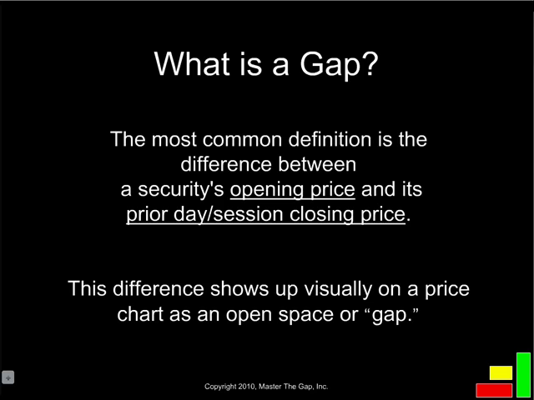That's a term that represents generally 9:30 Eastern time here in the U.S. until 4:15 Eastern time in the U.S. And that's when the Chicago pits are open for the index futures. And index futures are primarily what I trade. Anyhow, this difference shows up on a price chart as an open space or gap.